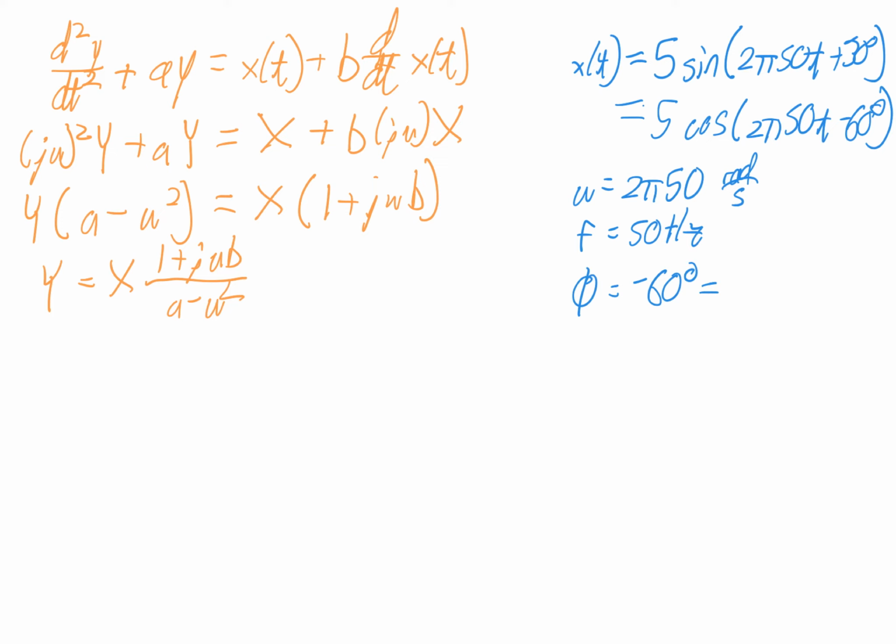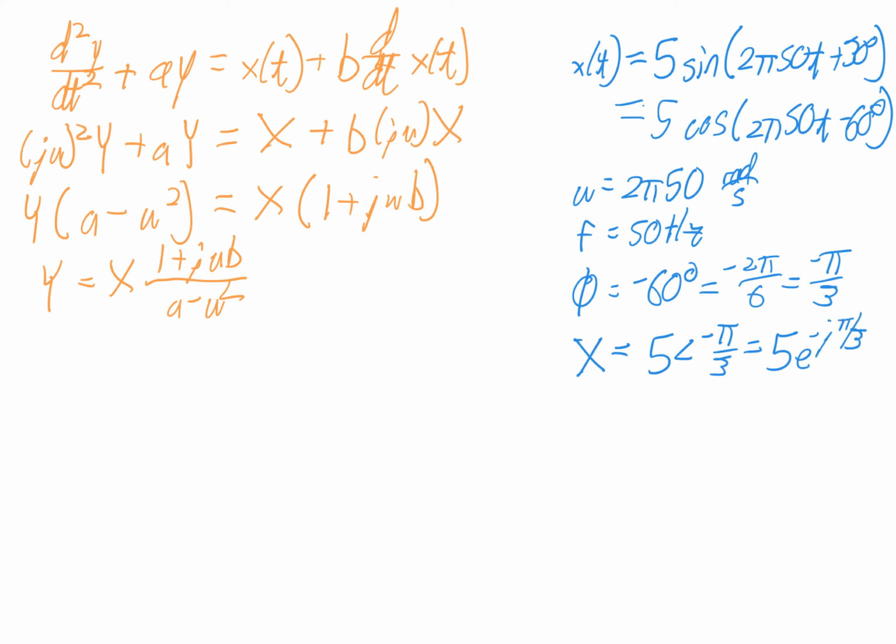And if I put that in radians, it's going to be 1/6 of the way around the circle. So minus 2 pi over 6, or minus pi over 3. And I can write the corresponding phasor, which is going to be 5 at an angle of minus pi over 3, or if I write that in exponential form, 5e to the minus j pi over 3.